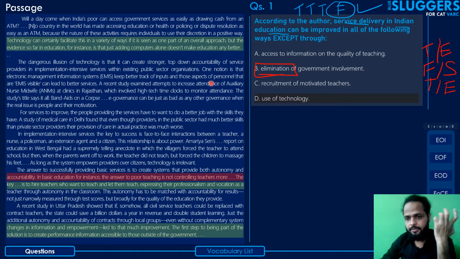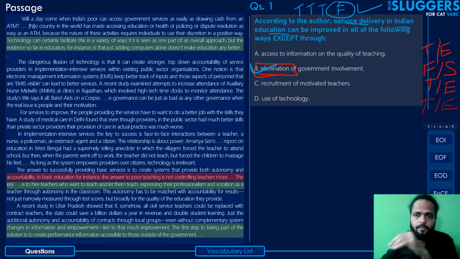According to him, that data manufacturer is something else. Okay, so no, you won't select this. This is not false. This is true as per the author. According to the author, technology can facilitate, and hence the use of technology can improve the service delivery. So you'll mark this as true and eliminate it, and hence your correct answer will obviously be option B, right? Which is certainly false.